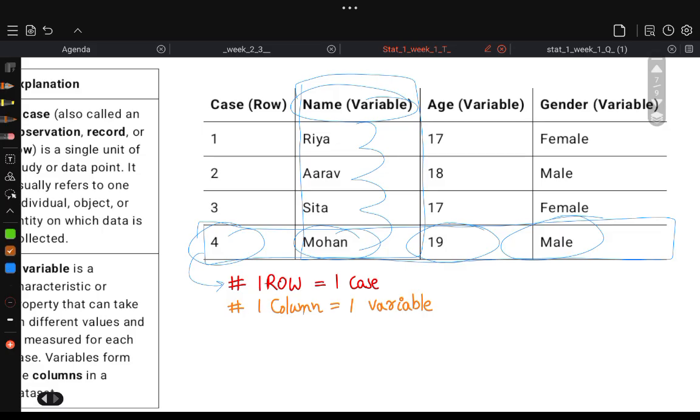whereas every column, that is the name column, has its own variable, where in this case the variable is name, and in this case, the row 1 case, the row is Mohan. So did you understand? Each case has its own row.